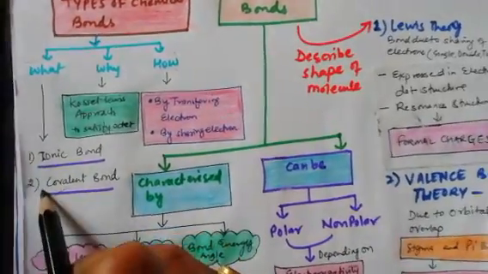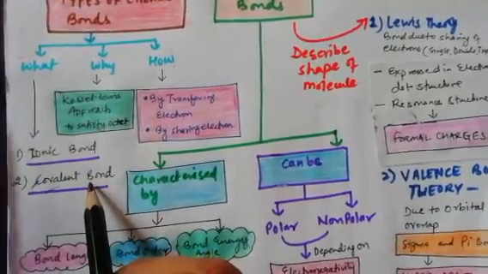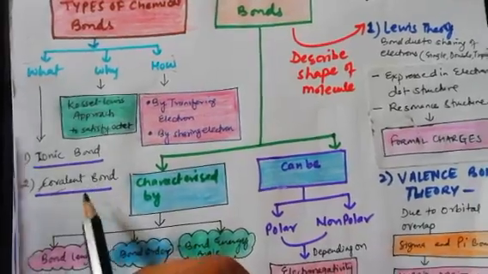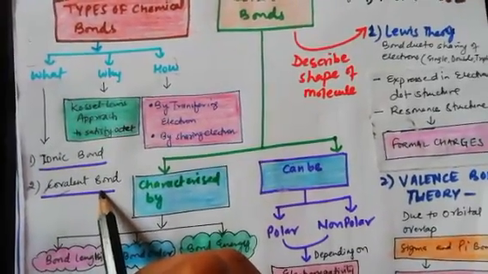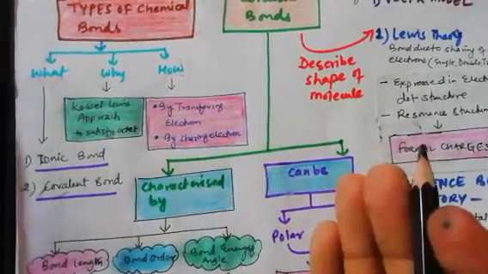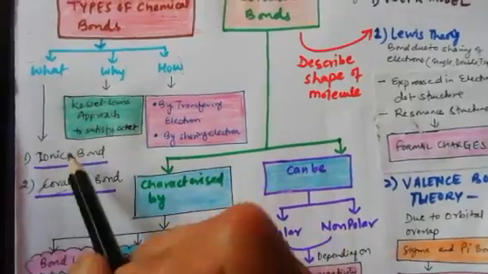Okay, the second type of bond is the covalent bond. These types of bonds are formed by carbon basically, and it makes the bond by sharing of electrons, an equal amount of sharing of electrons. In detail we will study later on.